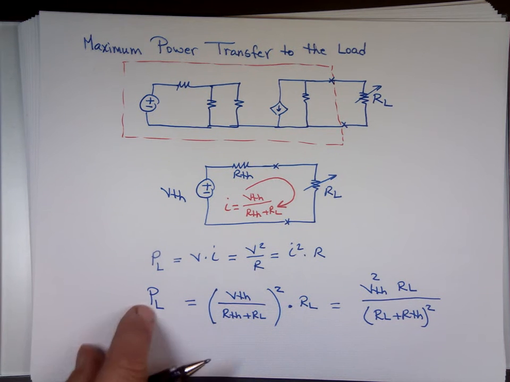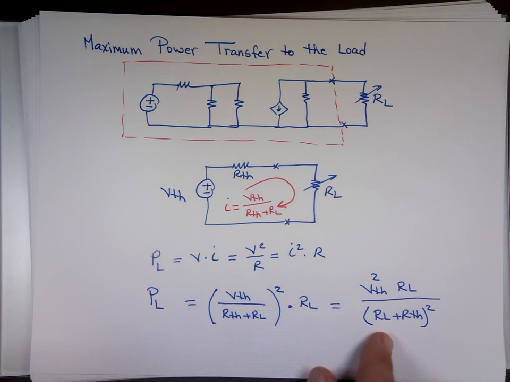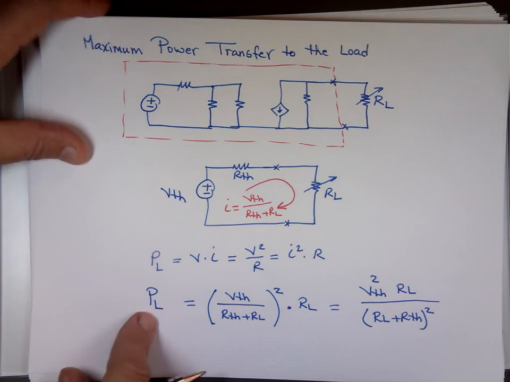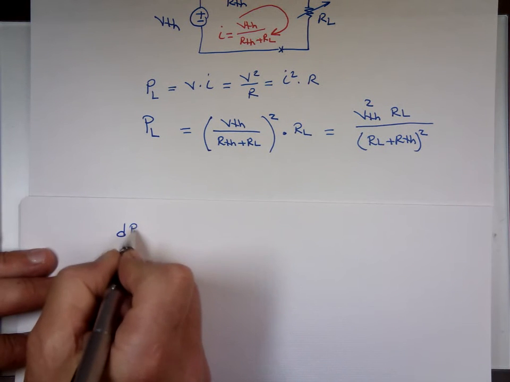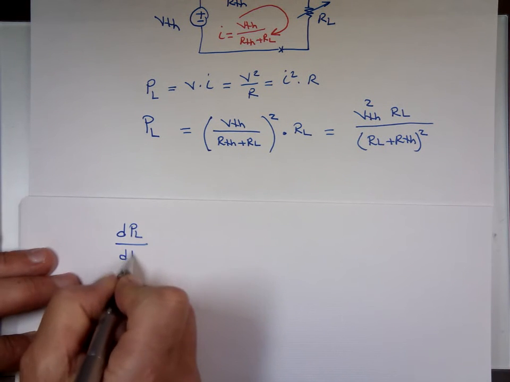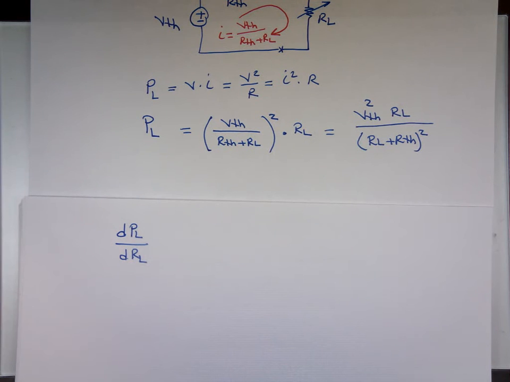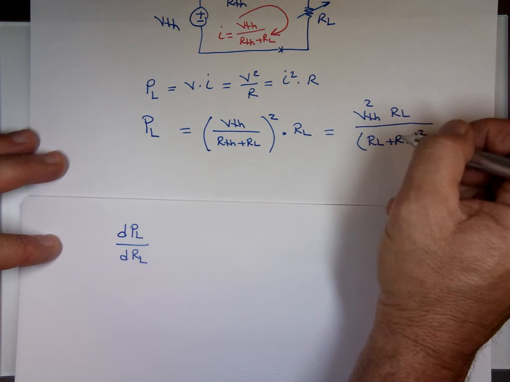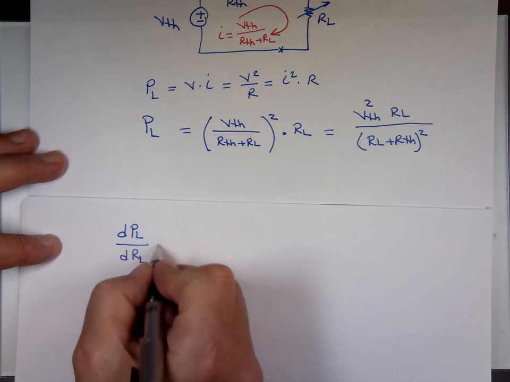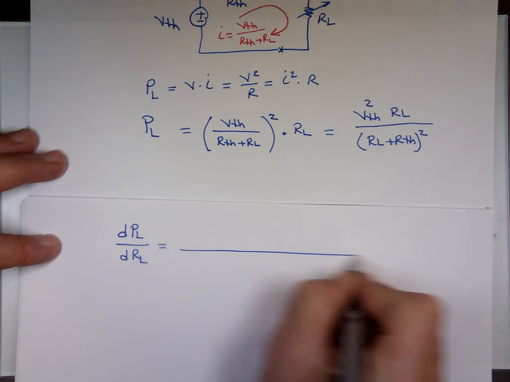The only one that's changing value is R sub L. So I'm going to take my derivative with respect to R sub L. So what is the derivative? dP/dR sub L, taking the derivative with respect to R sub L. Notice I have a fraction. When you have a fraction, you want to take the derivative, what rule do we use in calculus? The quotient rule.